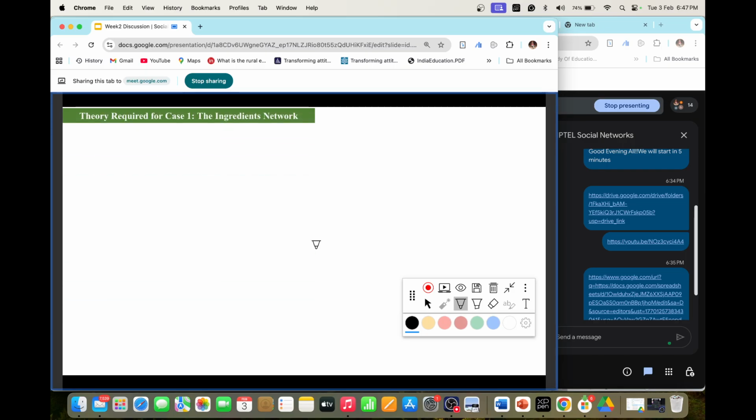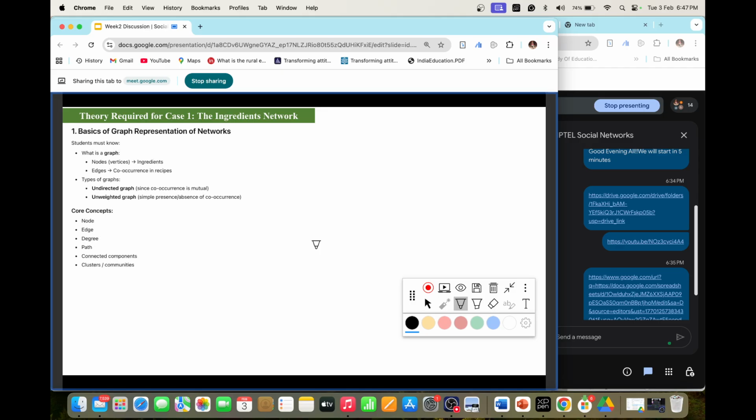So this is the theory required for case one, the ingredient network. Basics of graph representation: what is a graph, what are nodes. In this ingredient network, nodes will be ingredients and edges will be co-occurrences in recipes. Types of graphs: undirected graphs, since co-occurrence is mutual, and unweighted graphs, simple presence or absence of co-occurrence. And core concepts: node, edges, degree, path, connected components, cluster, community, etc.